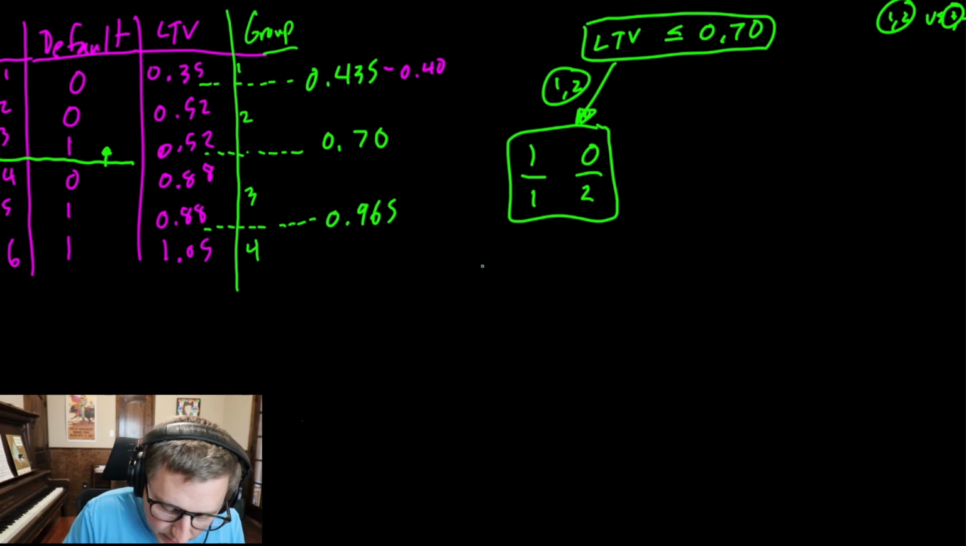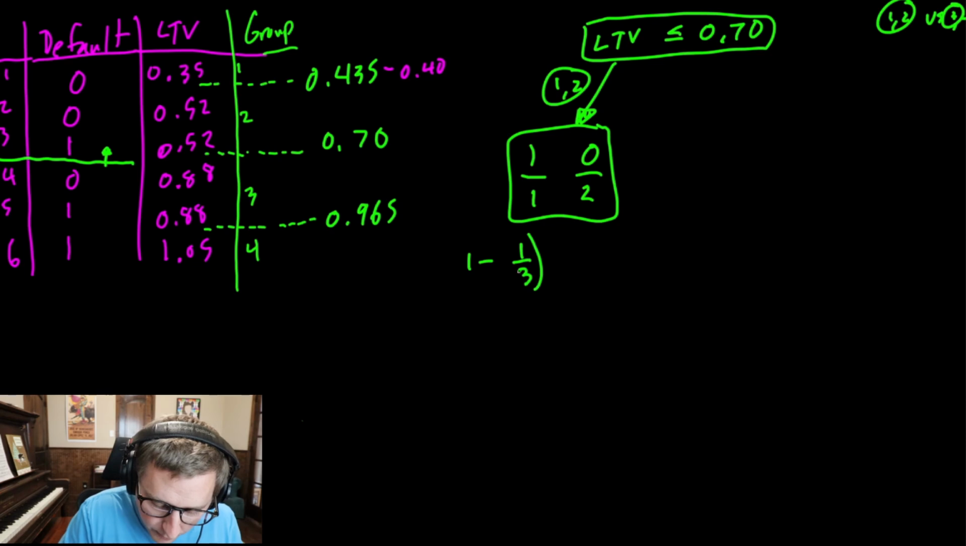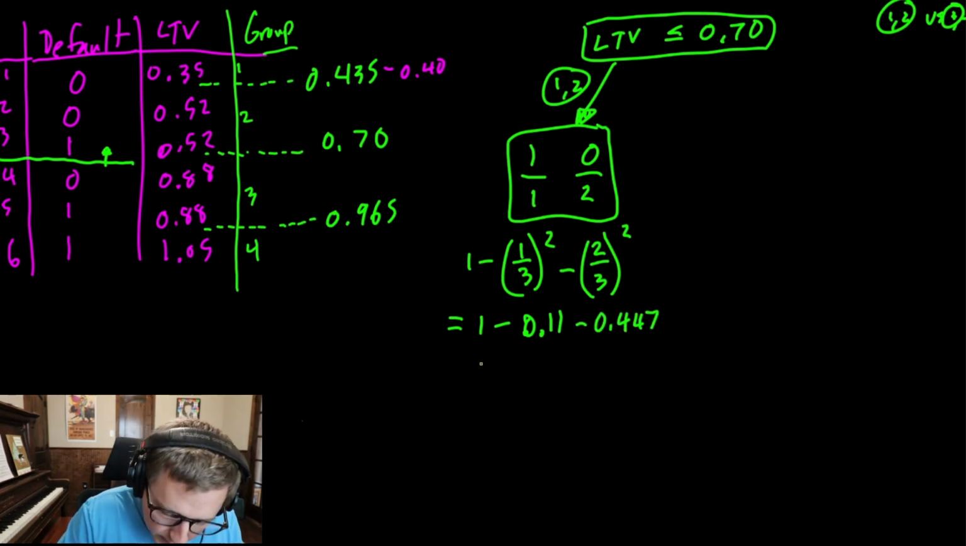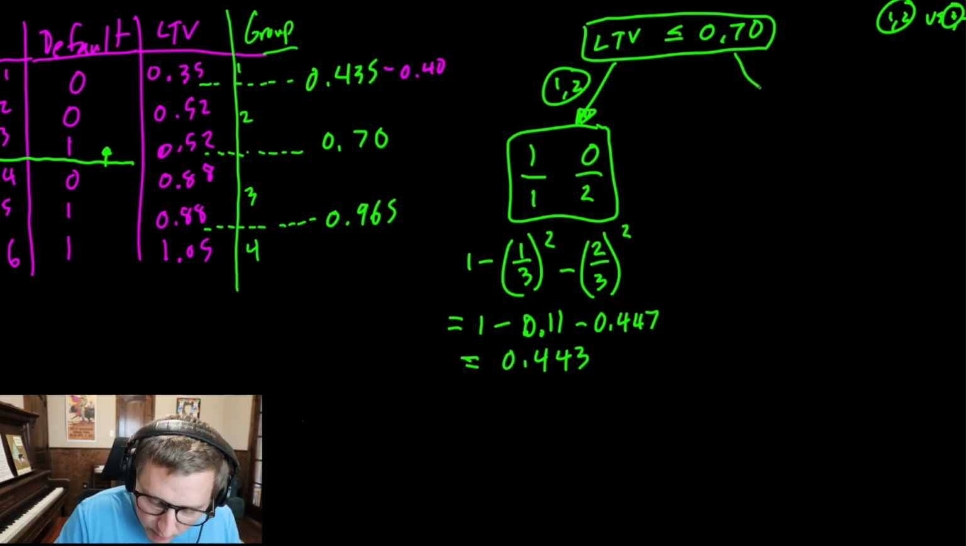And then let's just do the Gini calculation real quick. So 1 minus the probability of the event occurring. There is 1 right here, so 1 over the total in this leaf, which is 3. We're going to square that, and then we're going to subtract the no-event, which is 2, again out of a total of 3 in this leaf, squared. This is going to be equal to 1 minus 0.11 minus 0.447, and this is going to give us 0.443.